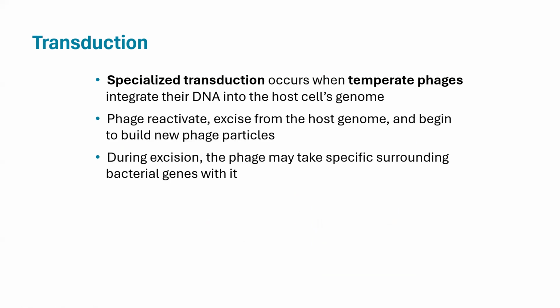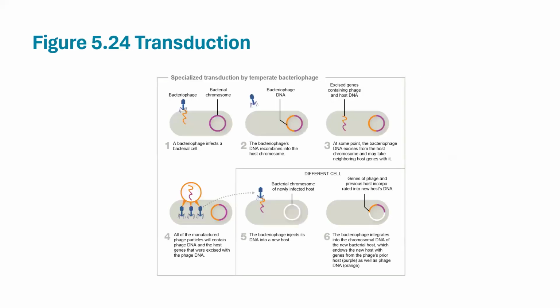Specialized transduction occurs when temperate phages introduce their DNA into the host genome. The phage reactivates, and when it does, it excises some of the host genome, and they build that into the phage particles. And so when that happens, you can package some host DNA, and that's what we have here.